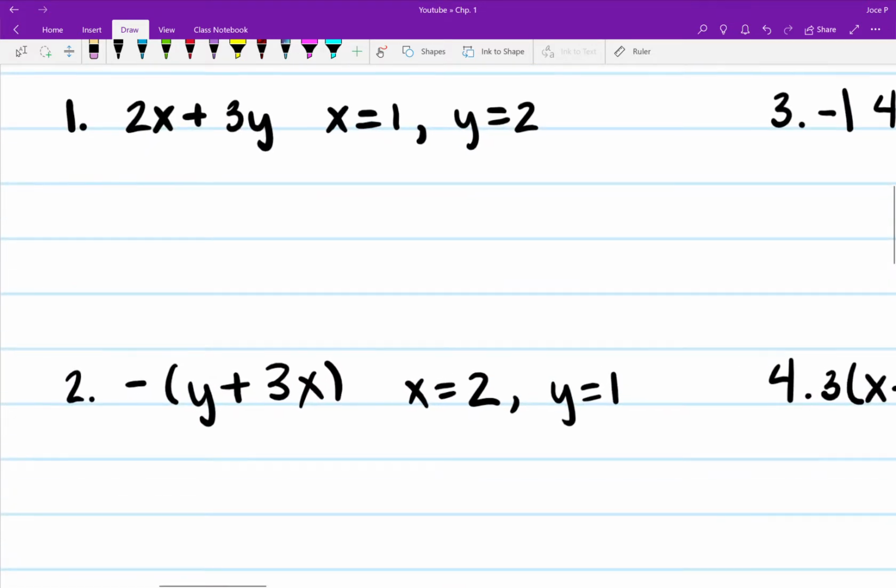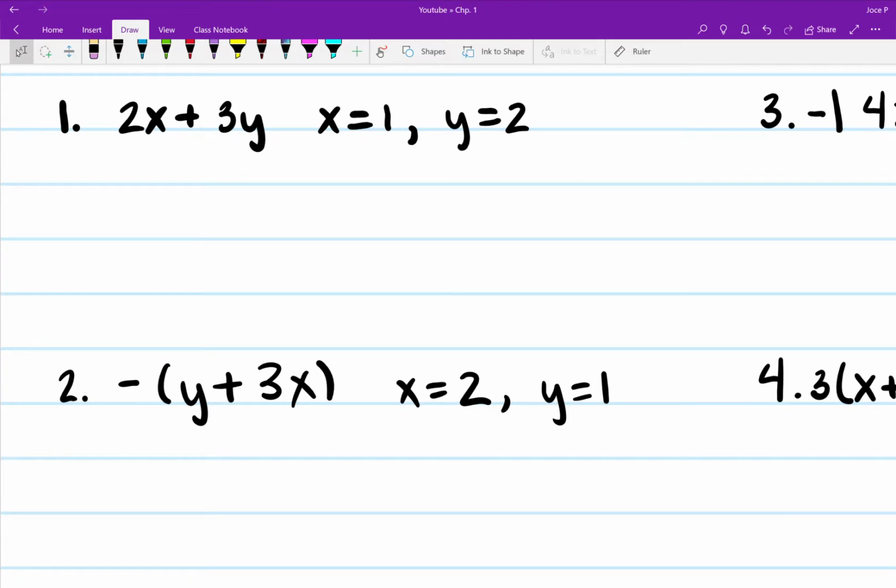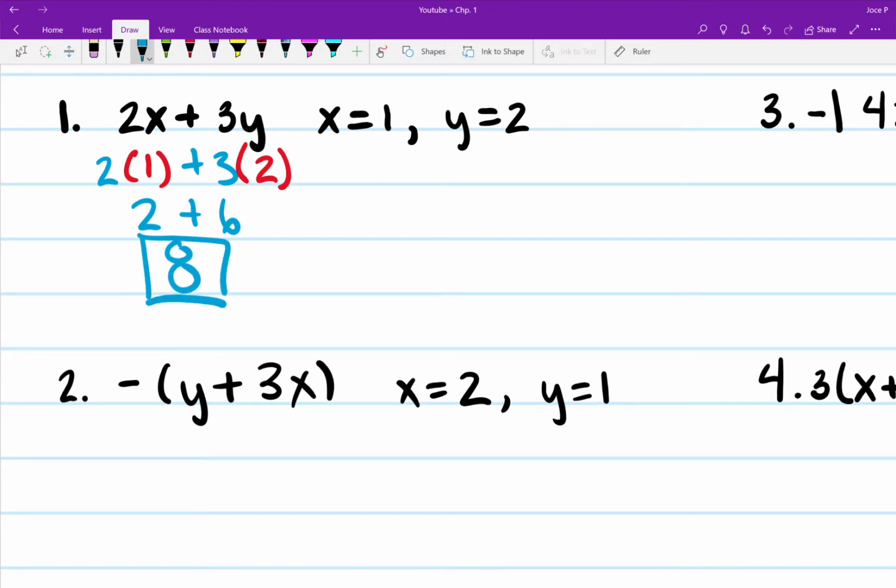So let's try a few of these examples. 2x plus 3y. Well, 2 will be multiplied by the value of the variable, 1. Then the coefficient 3 will be multiplied by the value of the variable, 2 for y. Then together we're going to get 2 times 1 is 2, plus 3 times 2 is 6. The value of this expression altogether is 8.